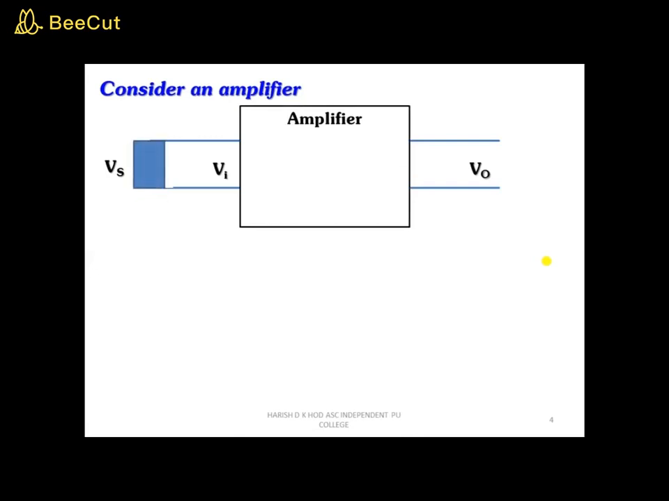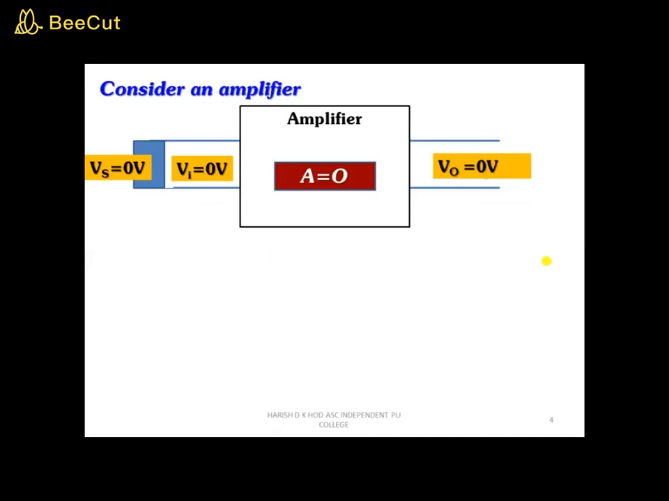If I short circuit this source, what happens? There is no source means there is no input voltage. When there is no input voltage, there is no output voltage. When there is no output voltage, then the gain is 0. I can say there is no gain. Then how to find out the output impedance?